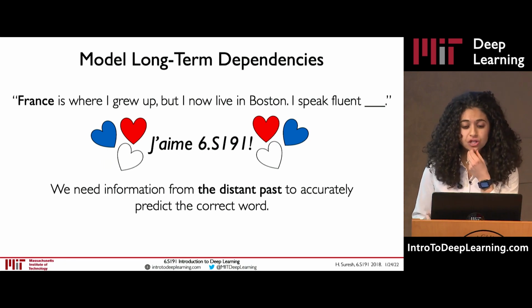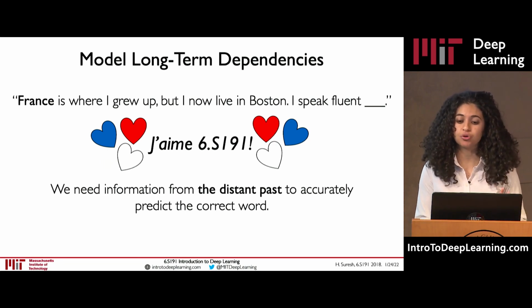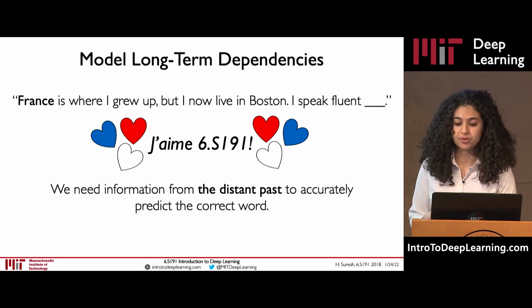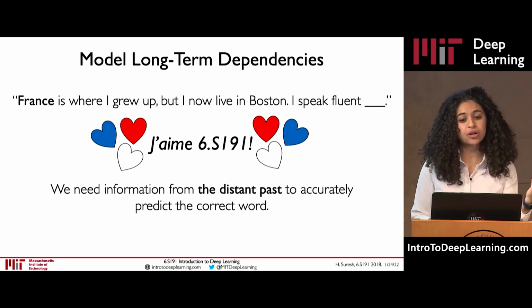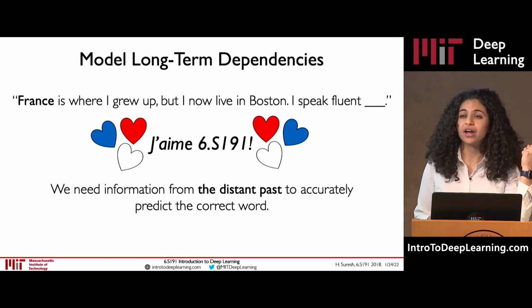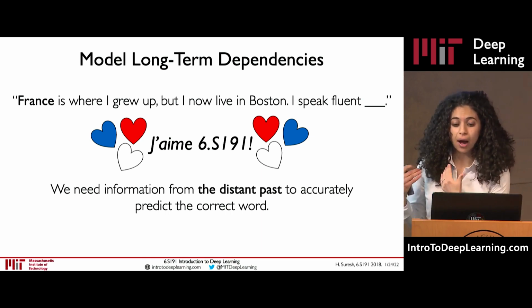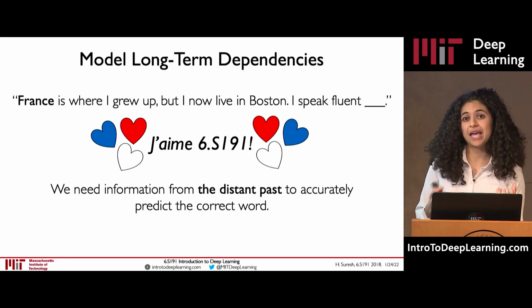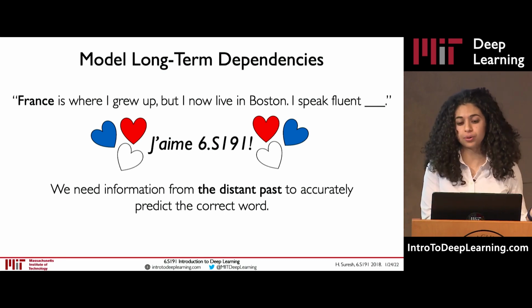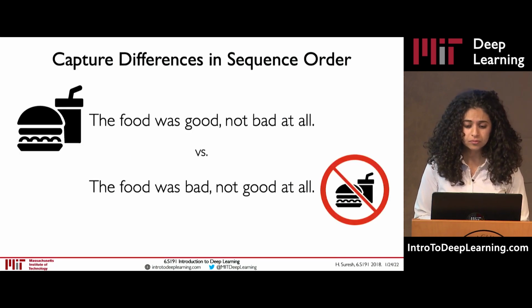Our next criteria is that we need to be able to capture and model long-term dependencies in the data. And so you can imagine an example like this, where information from early on in the sentence is needed to accurately make a prediction later on in the sentence. And so we need to be able to capture this longer-term information in our model.